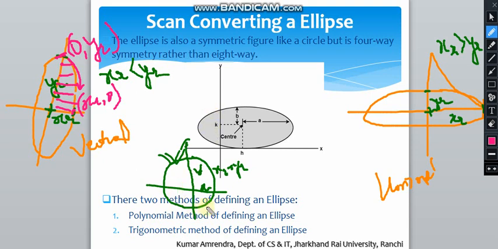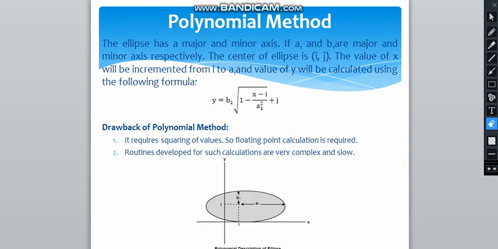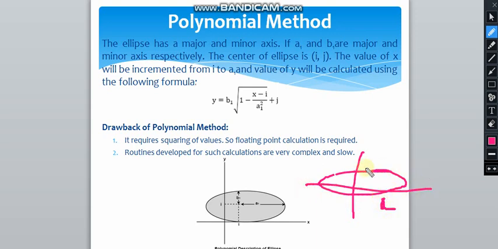There are two methods of defining an ellipse. The first one is the polynomial method and the second one is the trigonometric method. Let's see both the methods. The first one is polynomial method. The ellipse has a major and minor axis, and if a1 and b1 are major and minor axis respectively, then in horizontal ellipse x is major, जो भी बड़ा होगा वो major axis होगा, ठीक है. And in vertical ellipse the y is major axis.